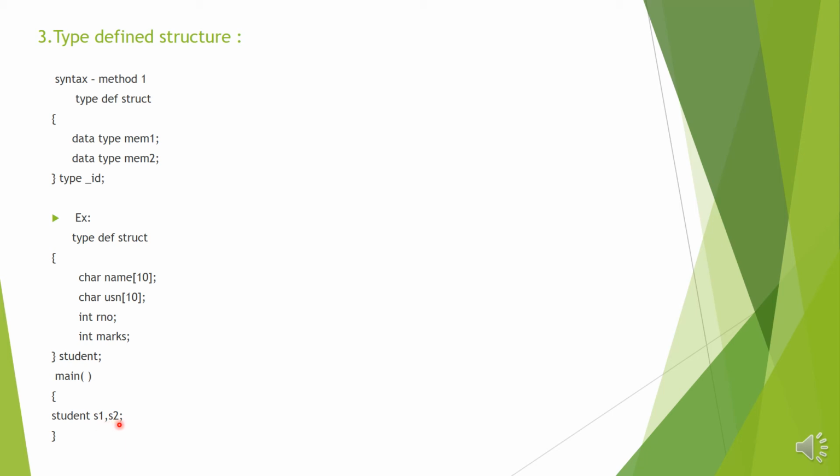Are you getting my point? In the previous methods, we used to write struct student S1 and S2. But in this method, we are directly using student S1 and S2. This is because of the typedef struct keyword used in the declaration of the structure.